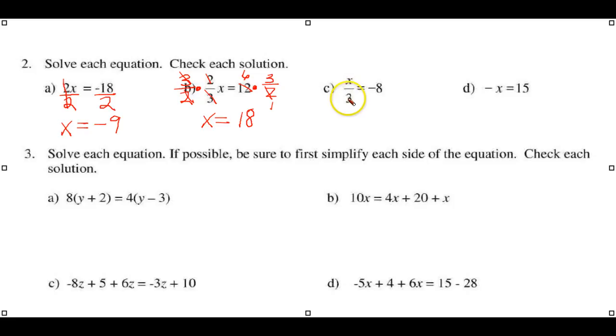Now, again, we want this to be a 1x. So if we multiply this term by 3, and this side by 3, here the 3's cancel out, and we get x equals a negative 24.